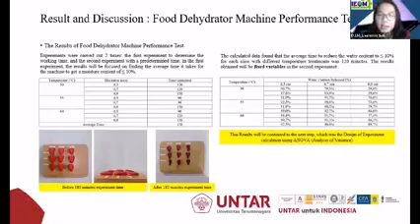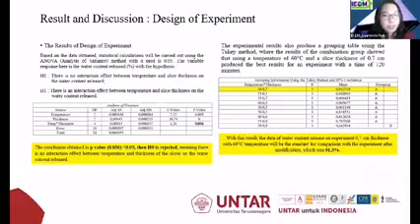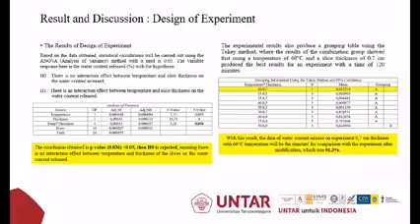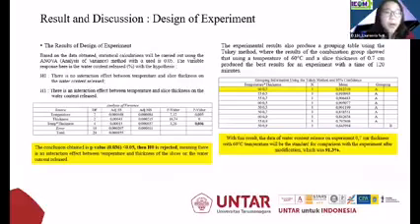This is the result of the second experiment, and this result will be continued to the next step, which was the design of experiment calculation using ANOVA, or analysis of variance. Then we're going to the design of experiment, where the conclusion obtained is that the p-value is less than 0.05, then the hypothesis 0 is rejected, meaning there is an interaction effect between temperature and thickness of the slice on the water content released.